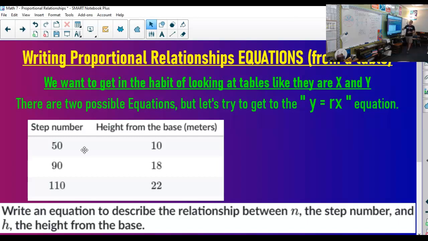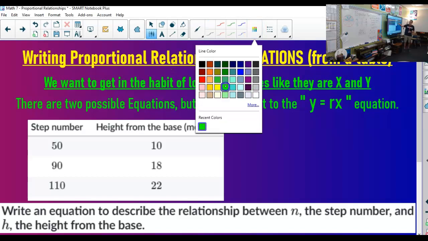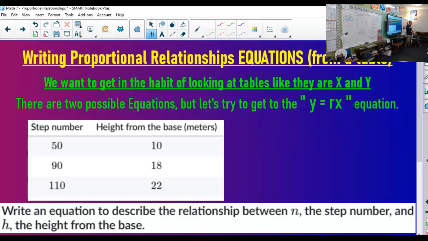What we're trying to get to is the form y equals rx, or y equals mx, or kx, or whatever letter you put in front of x, doesn't really matter. It's y equals something times x. So our goal is to be able to look at this as x and this as y and write that equation. But as long as your team can relate them of like, oh, the height is whatever times the step, or the step is whatever times the height, like that's good. That's our first goal. Then our goal is get it to y equals rx.